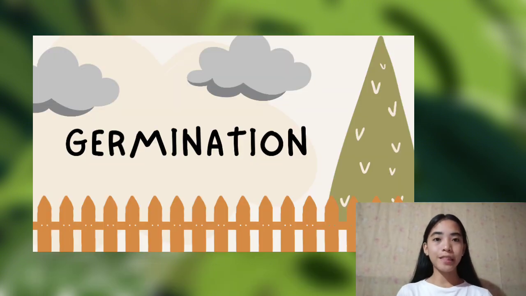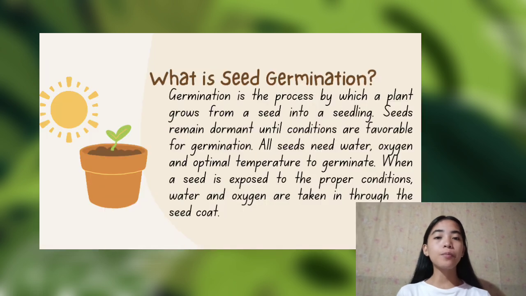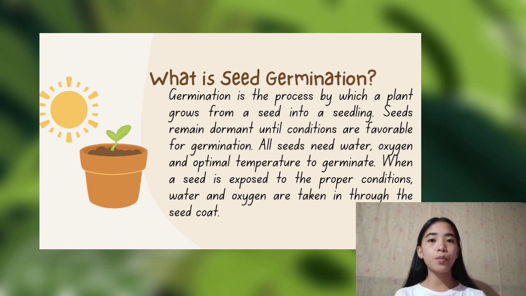Let's move on to germination. Germination is the process by which a plant grows from a seed into a seedling. Seeds remain dormant until conditions are favorable for germination. All seeds need water, oxygen, and optimal temperature to germinate. When a seed is exposed to the proper conditions, water and oxygen are taken in through the seed coat.